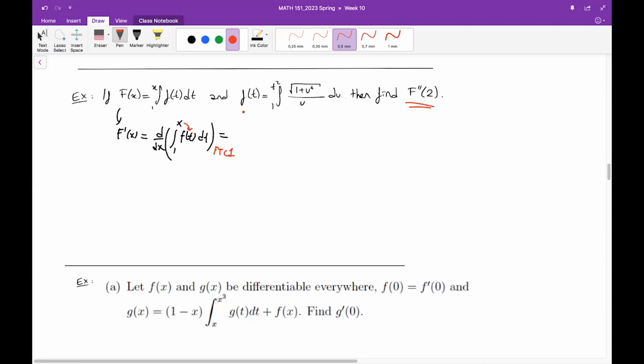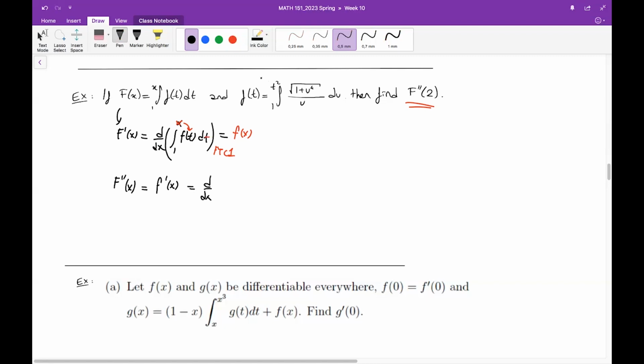The result is just what? f of x. This is just x, not a function of x, so it is just f of x. We evaluate this function at the x variable like that. Okay, let's take one more derivative. So this is the first derivative of the result. So the first derivative of F is what?